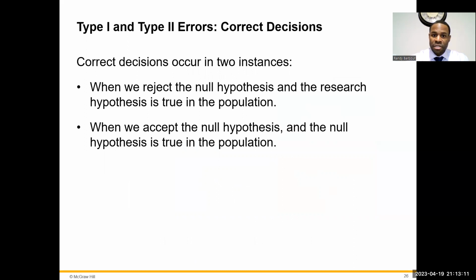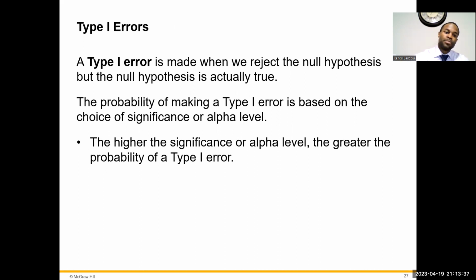But again, correct decisions occur in two instances: when you reject the null hypothesis and the hypothesis is true in the population. Again, that's a really good thing. Or when you accept the null hypothesis, that means that there's no difference between those two samples or those two means, and the null hypothesis is true in the population, right? So we want to make those correct decisions, but sometimes with using probabilities, that's not possible. Okay.